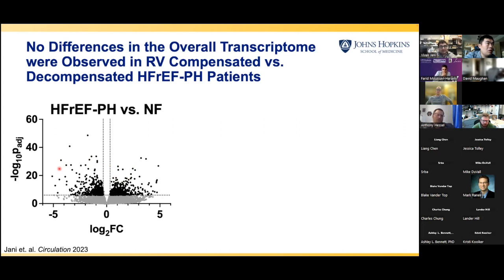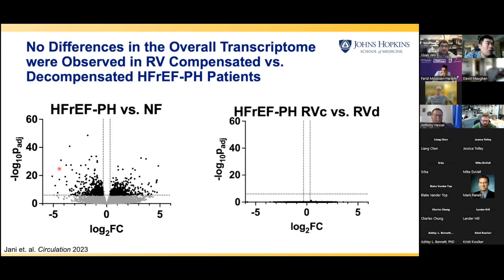But then what we did was we decided to see, do the two HFrEF PH subgroups have any gene differences? And we literally saw nothing. There were 0 genes different between these two subgroups. And this is really surprising to us, that we were expecting to see something, but the fact that there's nothing is quite interesting. And it really suggests that the majority of the contractile deficits we've observed must be due to post-translational mechanisms, which RNA-seq is not able to quantify.